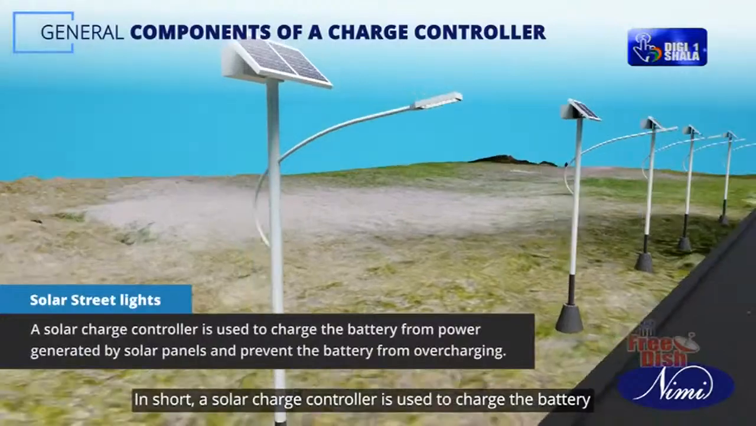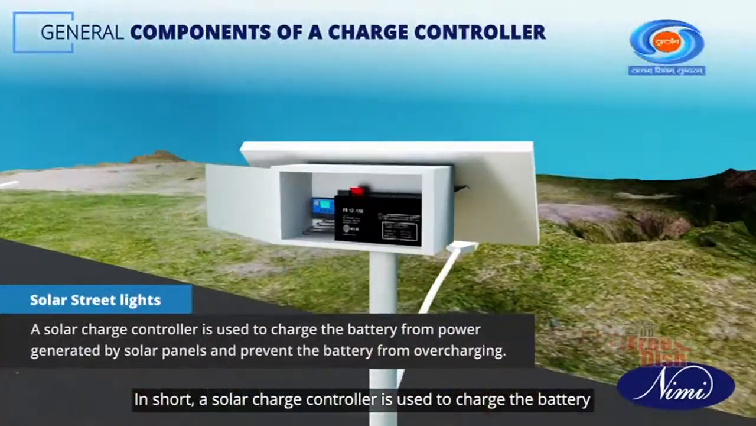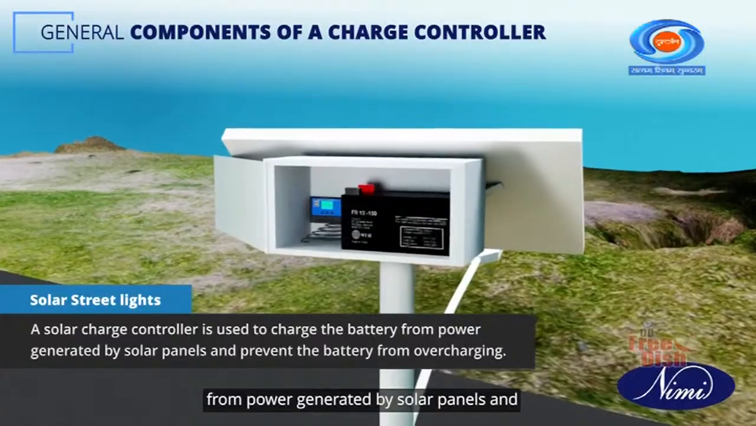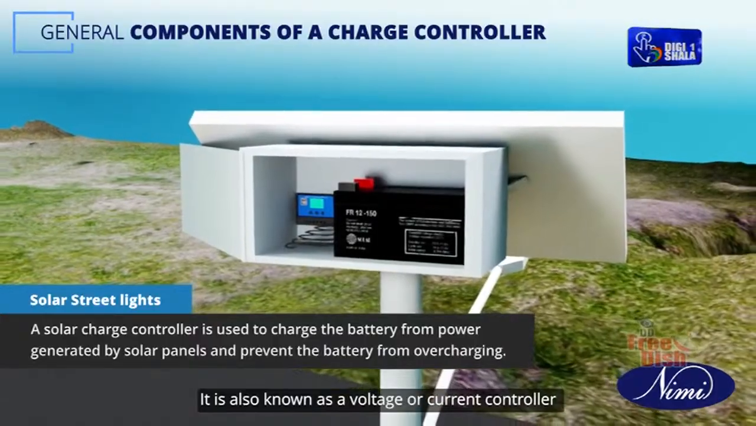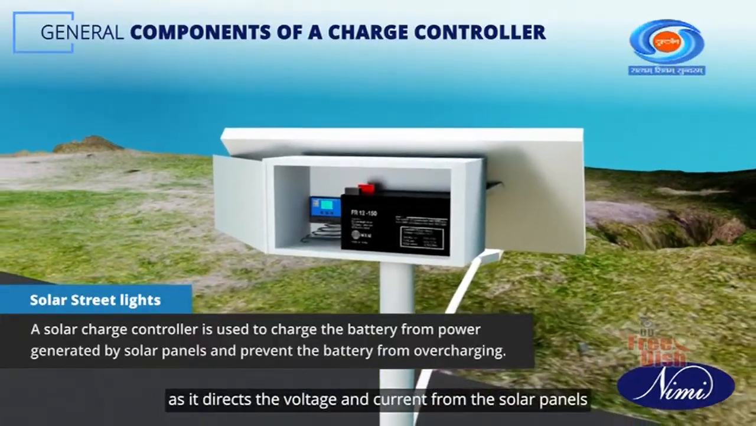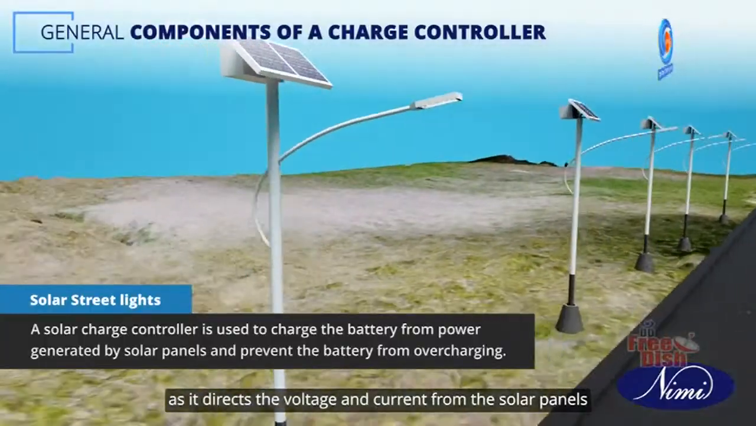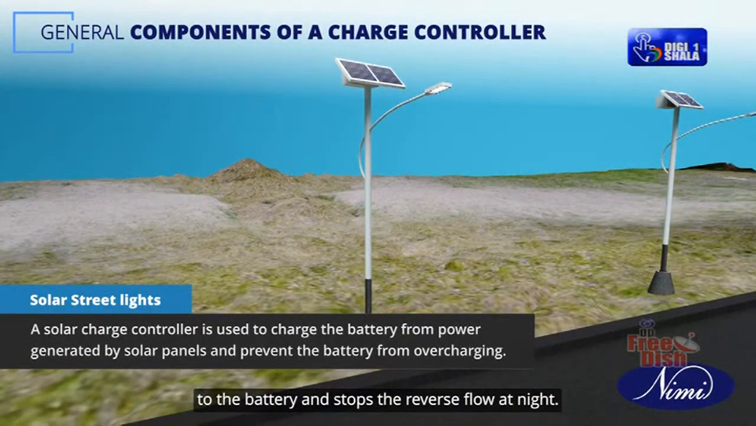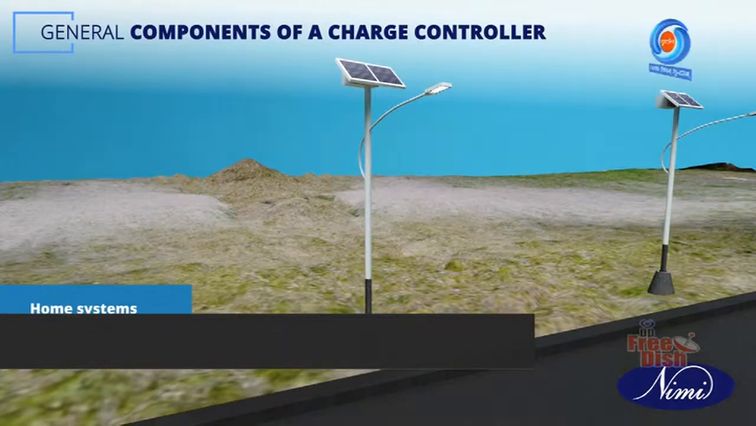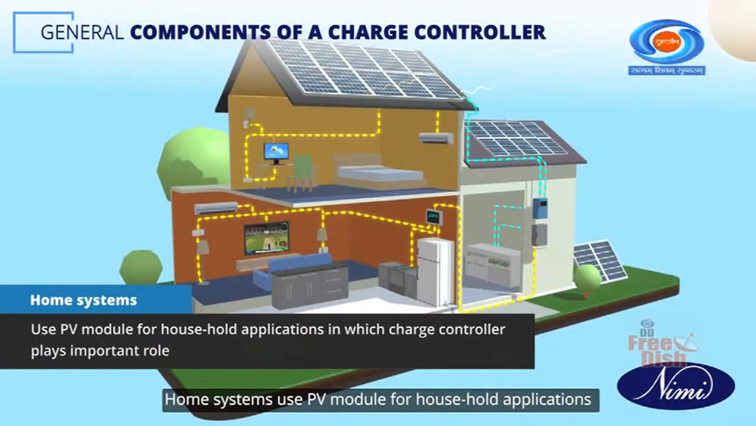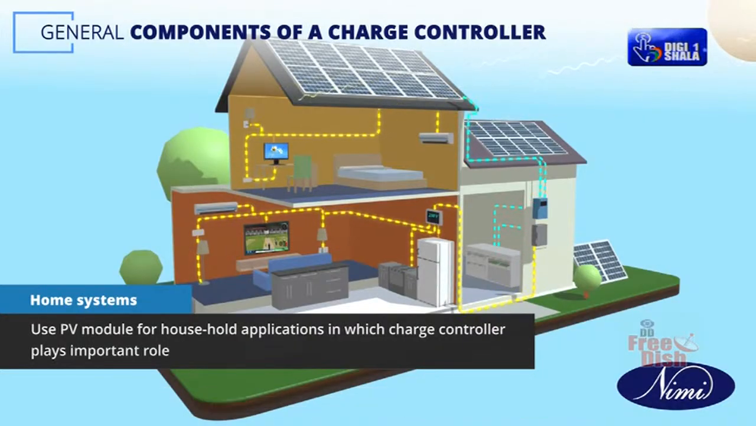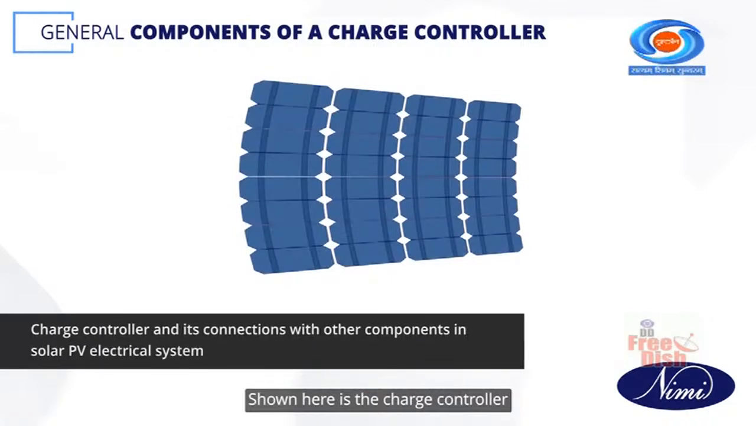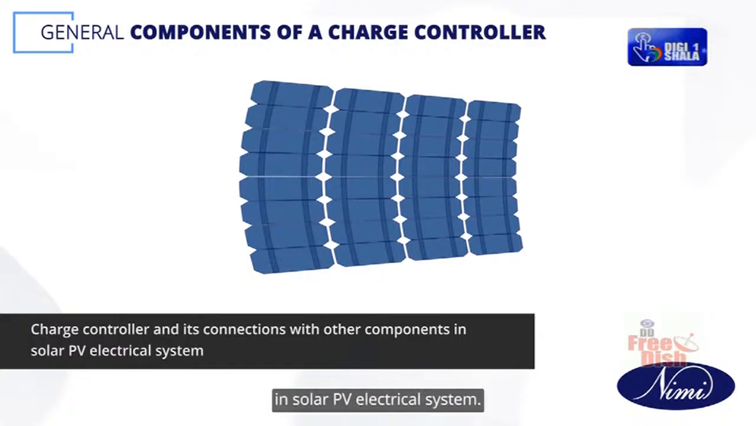In short, a solar charge controller is used to charge the battery from power generated by solar panels and prevent the battery from overcharging. It is also known as a voltage or current controller as it directs the voltage and current from the solar panels to the battery and stops the reverse flow at night. Home systems use PV module for household applications in which charge controller plays important role. Shown here is the charge controller and its connections with other components in solar PV electrical system.